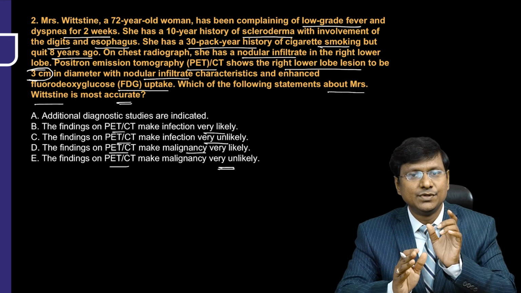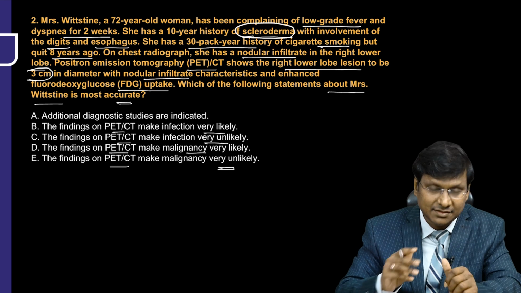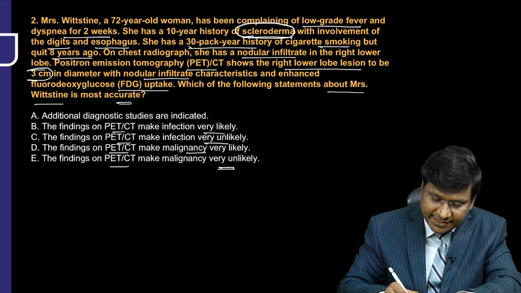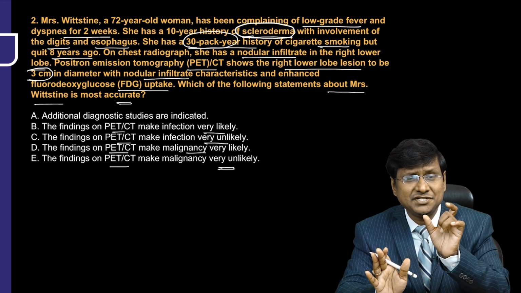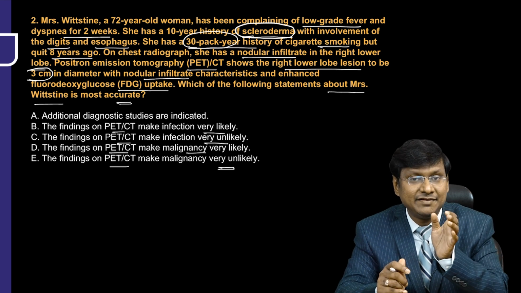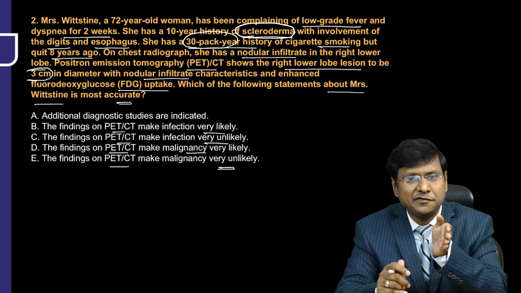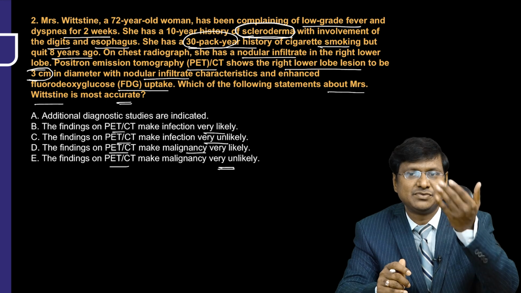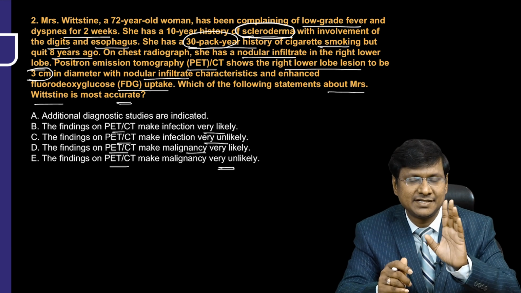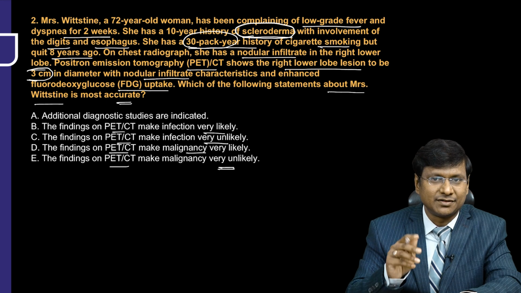Now, here there are two important points. One is that the patient has scleroderma. The other is the smoking history. Patients who have scleroderma will have esophageal dysmotility, and this esophageal dysmotility can make the individual have GERD as well as aspiration. That point is there in patients with scleroderma. And the patient is a smoker.